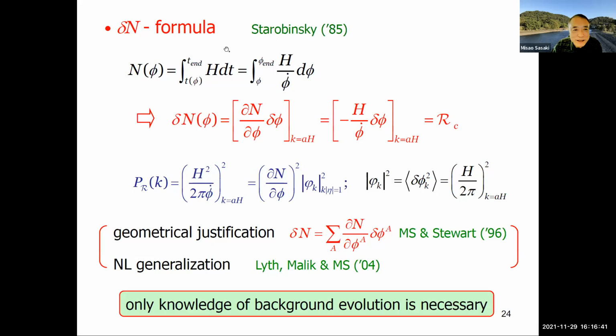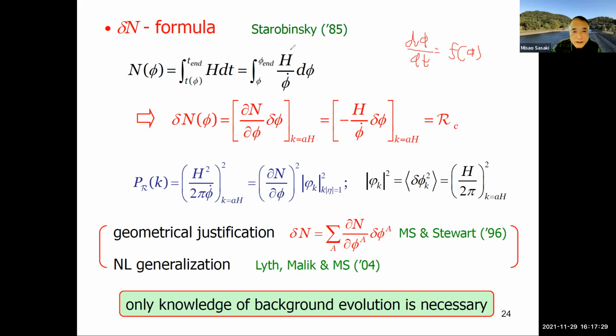But the important point here, first noted by Starobinsky as early as 1985, is that if you consider the number of e-folds, as I said, taken from some time t until the end of inflation, and rewrite this as a function of phi, because there's a one-to-one correspondence, phi dot is a pure function of phi. So you can rewrite dt as d phi over phi dot, which means this.